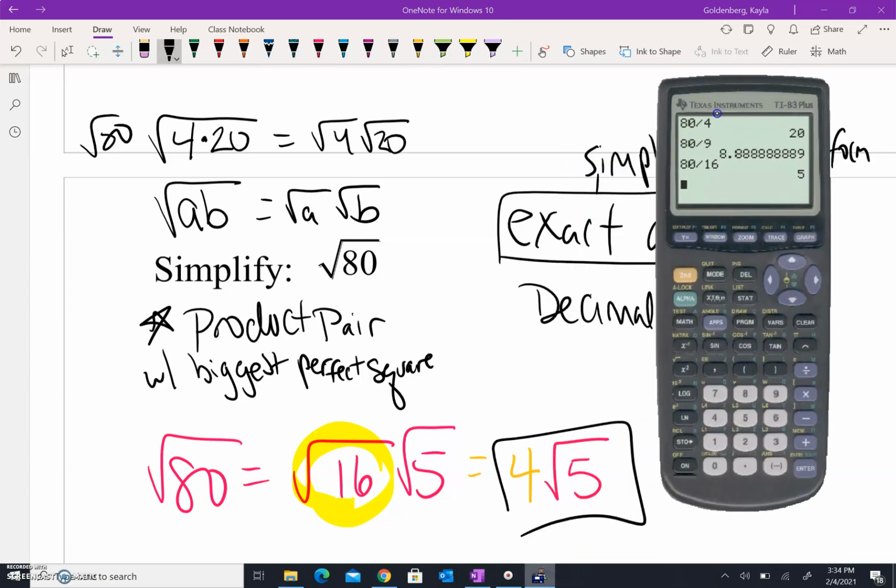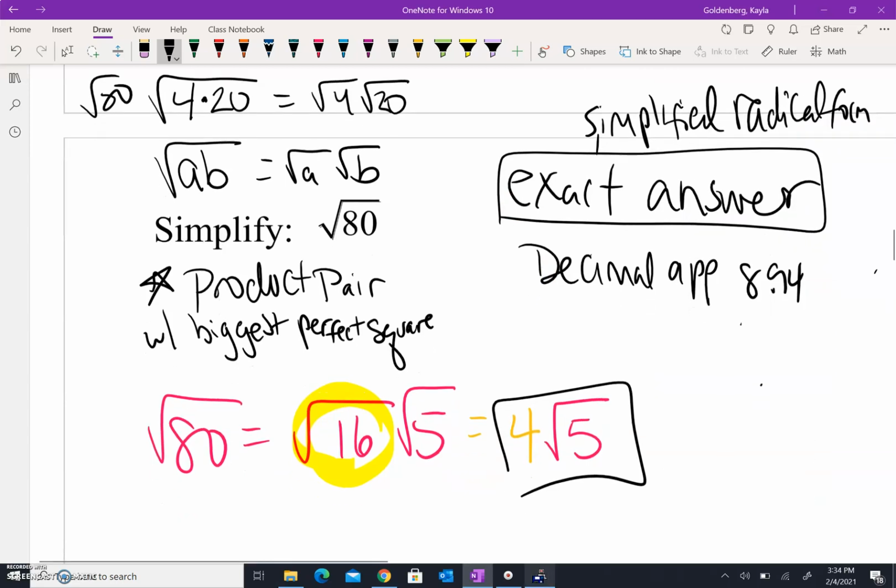Let's double check. Square root of 80, and the square root of 16 times the square root of 5, just to verify everything. Those are all matching. What about 4 times the square root of 5? Notice you don't have to write the multiplication symbol there. And it does check out. I'm verifying with my decimals just to be safe.